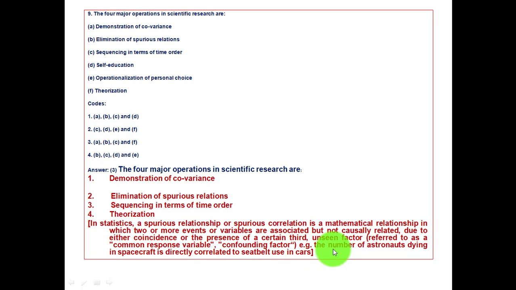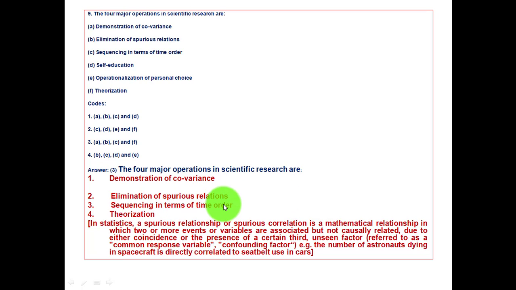Okay, as for example, the number of astronauts dying in spacecraft is directly correlated to seatbelt use in cars. See, it may be the same number, but can you say that they are really related or correlated to each other? No, they are not related. So spurious relations, we don't need in scientific research. So we need to eliminate spurious relationships. So elimination of spurious relations is clear to you now.